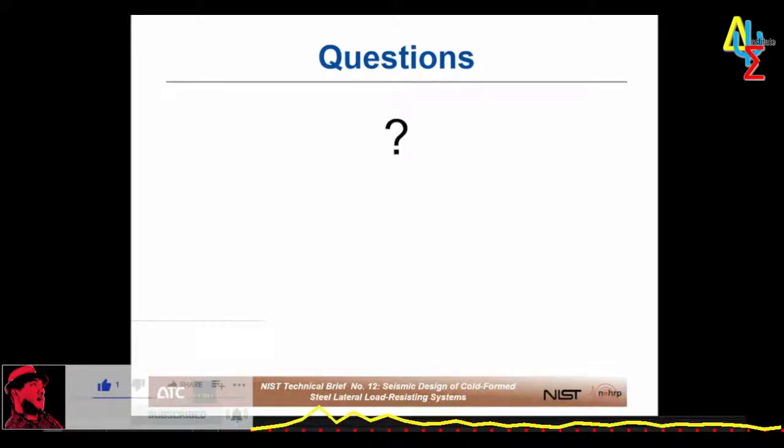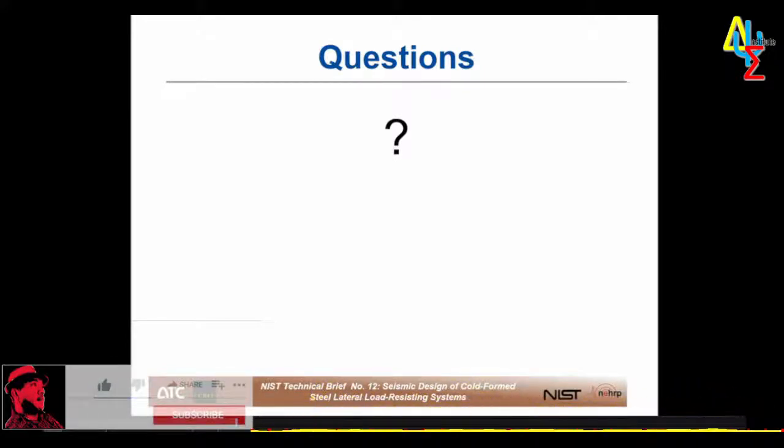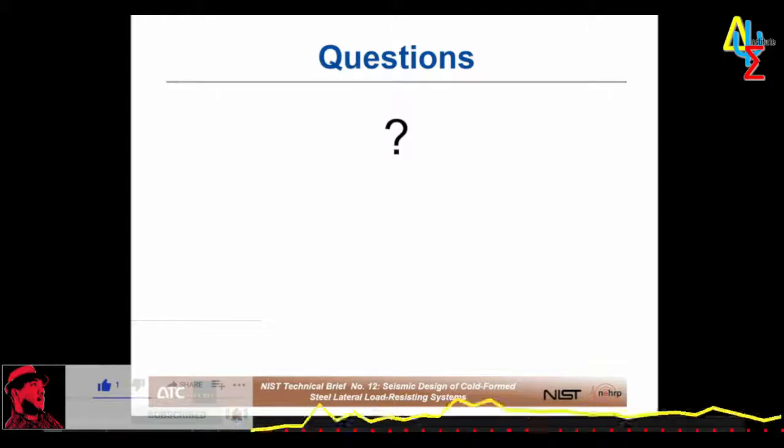Okay. The first one. So, how have CFS systems performed in past earthquakes? And sort of tied to that would be, how is their performance compared with wood light-frame shear wall systems?